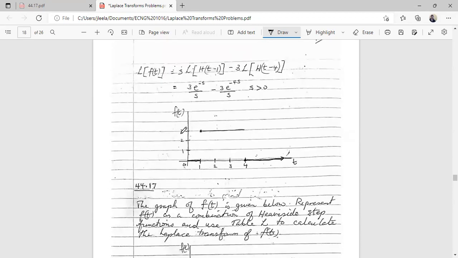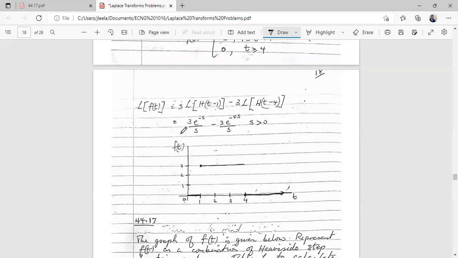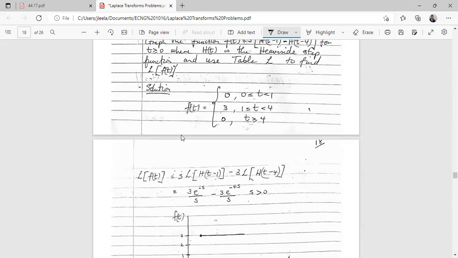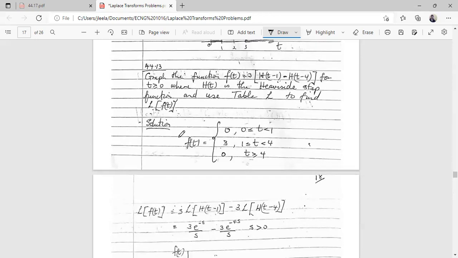Okay, so let's just do a couple more here before we end off for the day, and we'll continue again next week. So graph the function f(t) is equal to 3 times h(t minus 1) minus h(t minus 4) for t greater or equal to 0, where h(t) is the Heaviside step function, and use the table to find the Laplace of f(t).